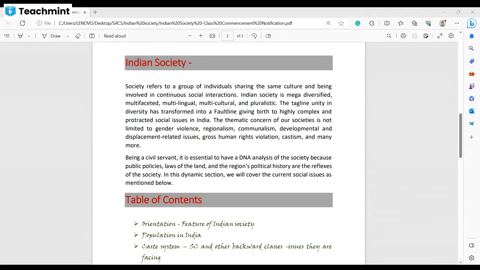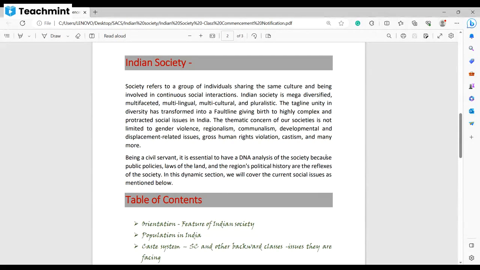So culture is what can be cultivated. So society, those who come from the same type of culture and are involved in a continuous social interaction. The two main ingredients of society are coming from the same culture, as well as being involved in continuous interaction with each other.